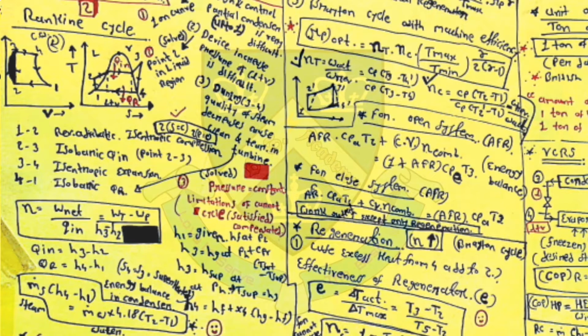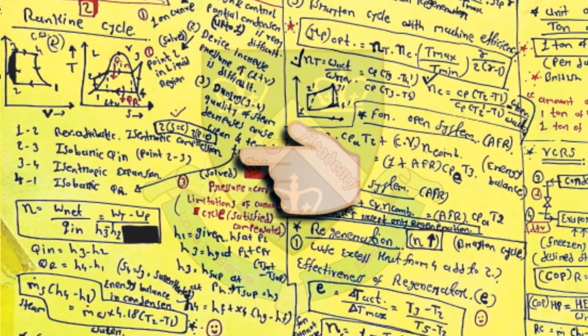In the Rankine cycle, process 1 to 2 is reversible adiabatic isentropic compression. Then process 2 to 3 is isobaric heat input. Then 3 to 4 is isentropic expansion, and process 4 to 1 is isobaric heat rejection. The efficiency equation for the Rankine cycle is eta is equal to Wt minus Wp upon H3 minus H2. Here Qin is equal to H3 minus H2 and Qr is equal to H4 minus H1.